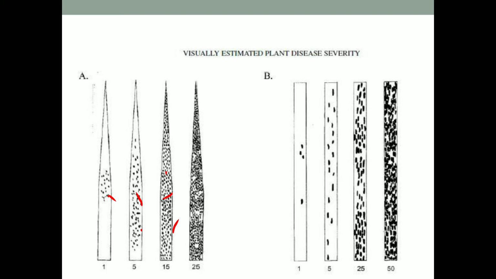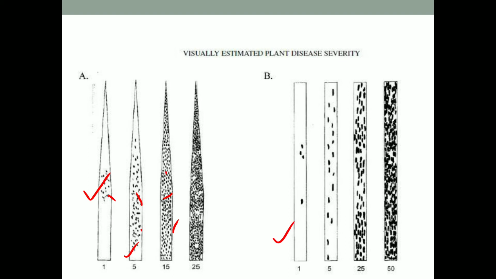Here that picture indicates only 1% disease incidence has occurred on first leaves. Here near about 5% disease incidence has occurred on second leaves. Here 15% and here 25% disease incidence. That indicates as the number of spots and the size of spots increases, then the intensity of disease also increases.